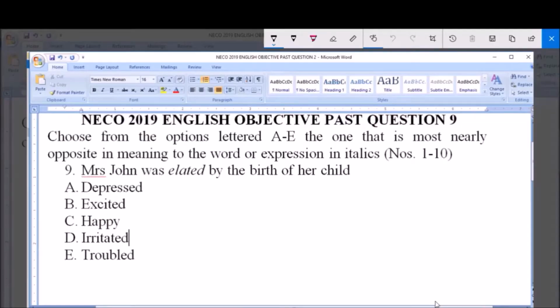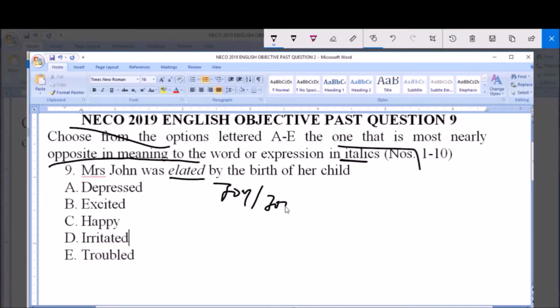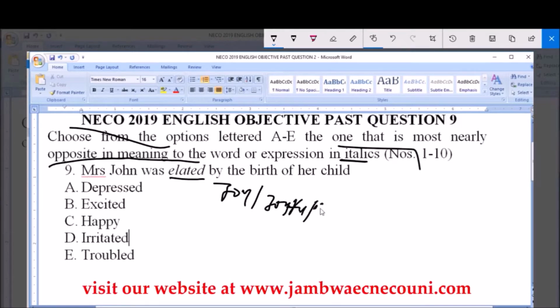Welcome. This is NECO year 2019 English Objective Past Question, question number 9. The instruction to this question says we should choose the word that is almost opposite in meaning to the word that is italicized. The italicized word here is "elated". When we talk of elated, it means joy, joyfully, or happy.